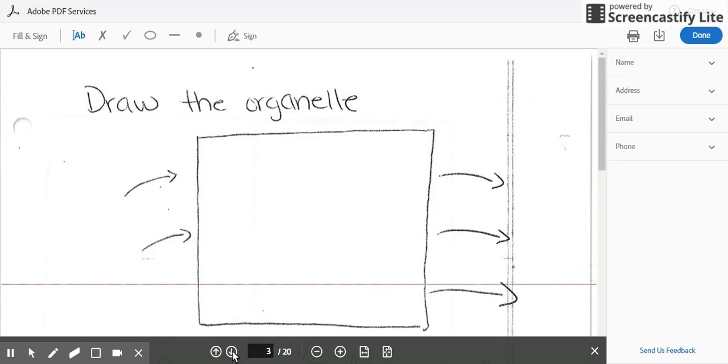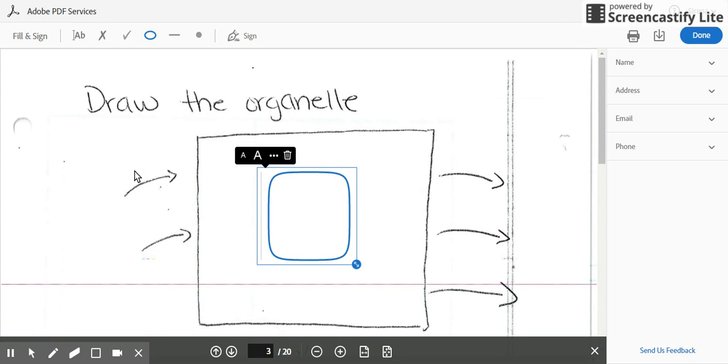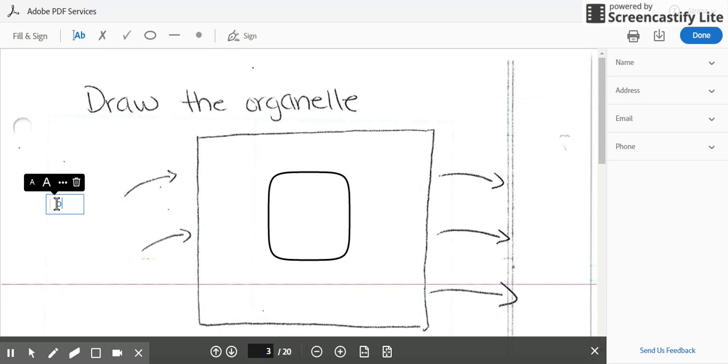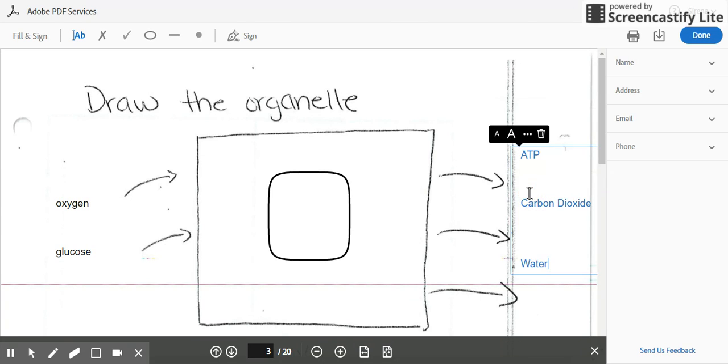Then we went on to our next page where we had to draw the organelle. The organelle is a mitochondria, so it should kind of be in this shape right here. We know that we had two things that go into the equation, which is oxygen as well as glucose. And then we also know that we have three things that leave the equation. The first and most important is ATP, then carbon dioxide, and water.